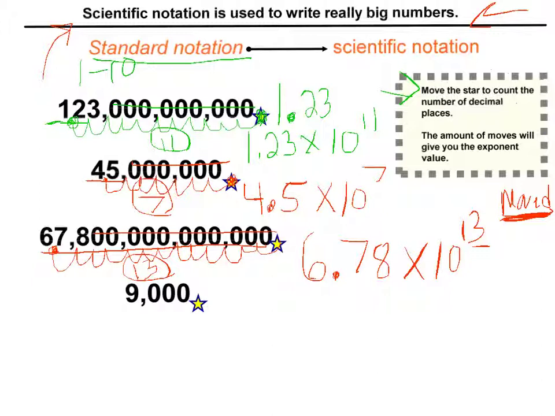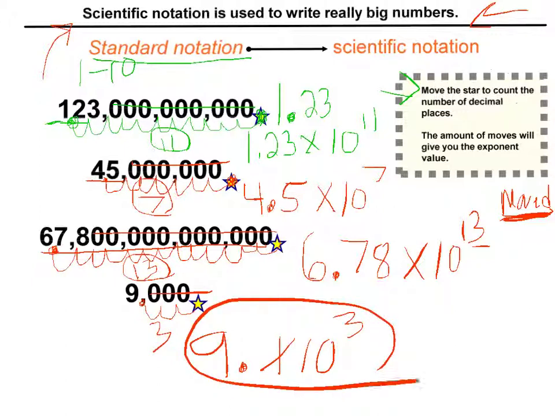So one more time. 9,000. 1, 2, 3. Now we have 9, and we can just do a decimal. Don't put the 0 in. 9 times 10 to the 3rd power because I moved it 3 places.